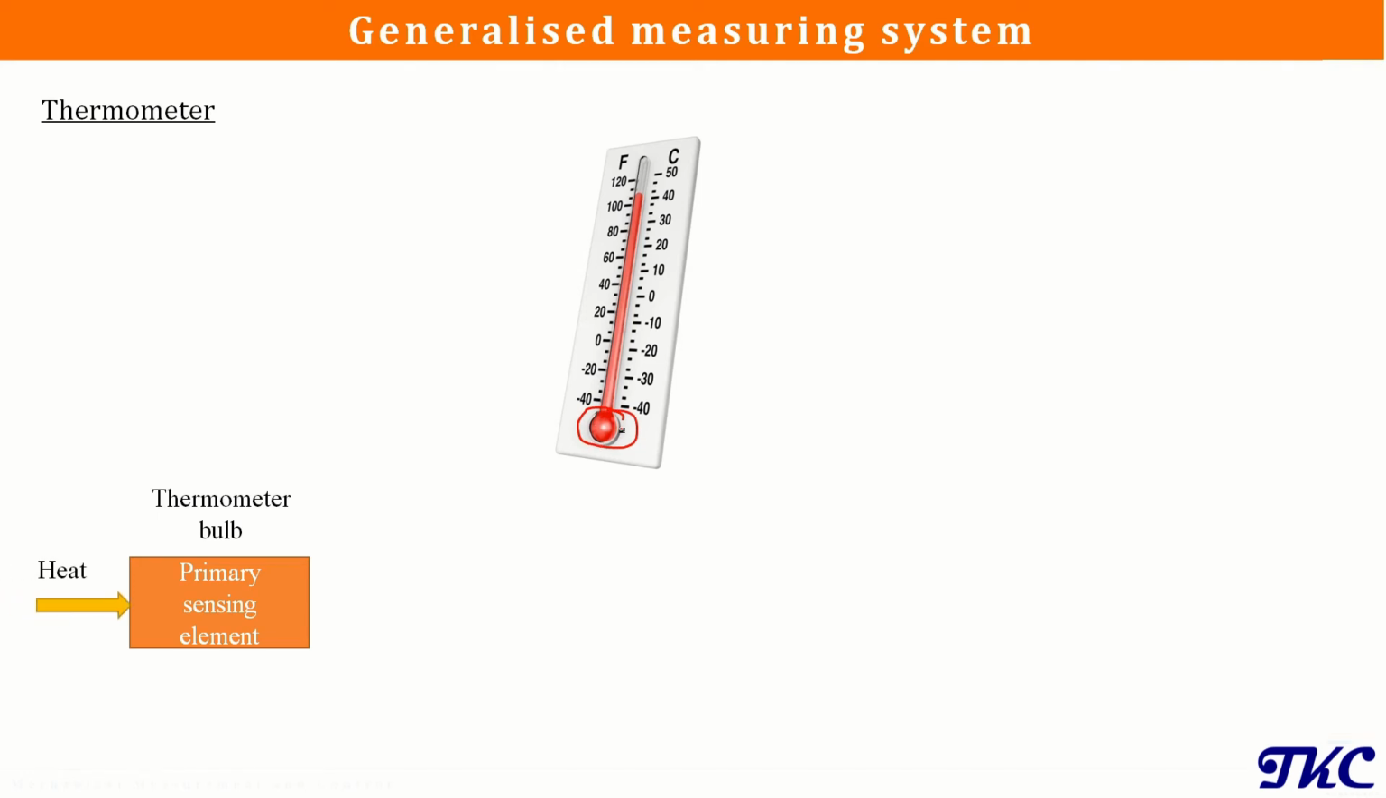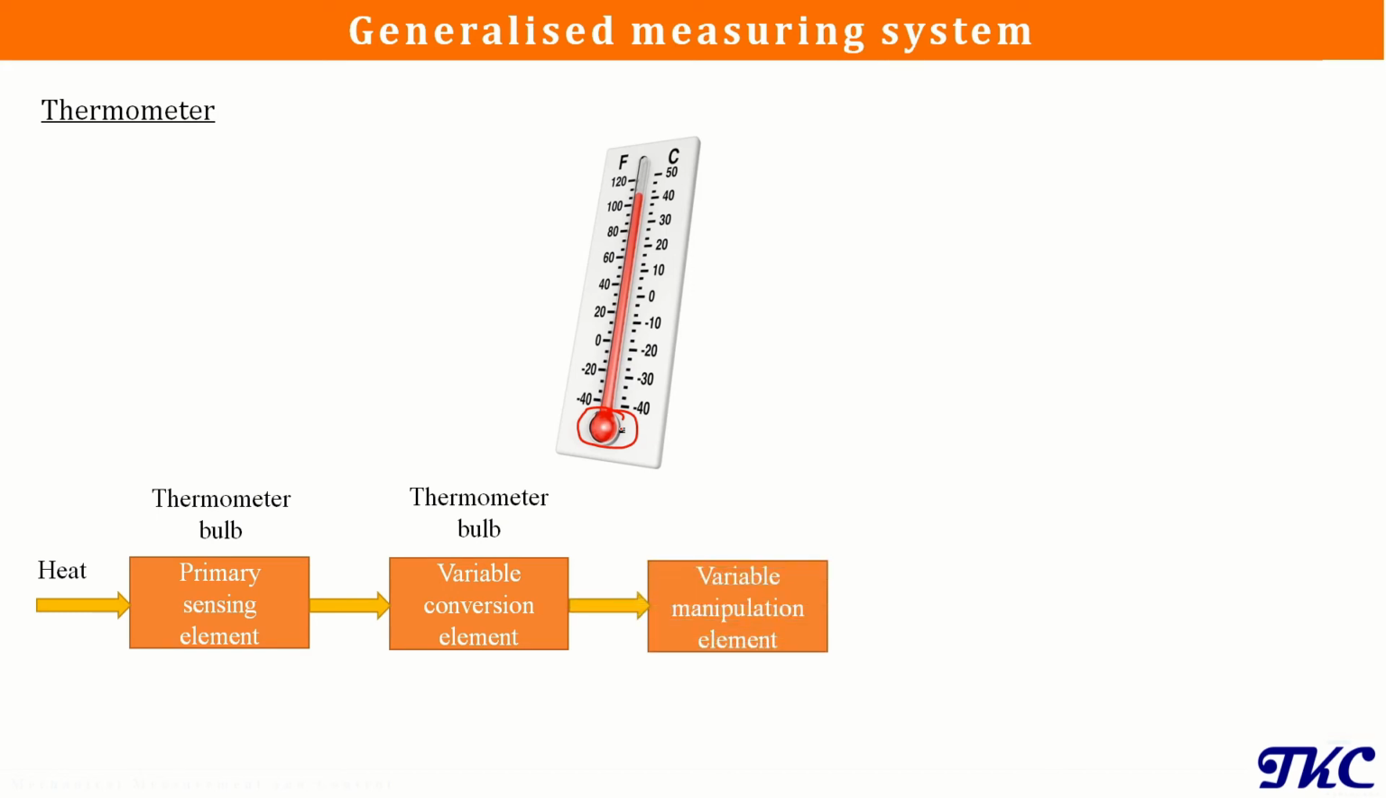So the quantity that we are trying to measure here is heat, and that will be sensed first by this thermometer bulb. Next we are having a variable conversion element. Since it is entirely a mechanical system, the thermometer bulb again acts as a variable conversion element, because it is going to transfer the heat from itself to the mercury that is present inside that bulb.